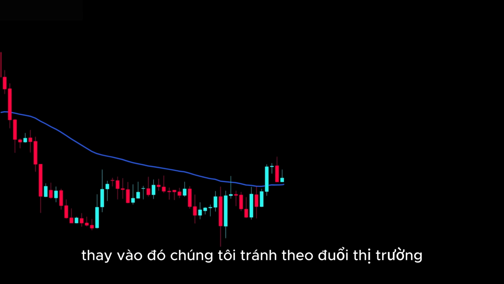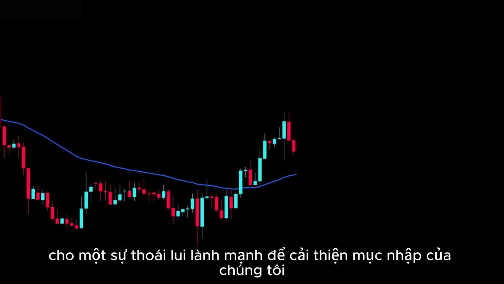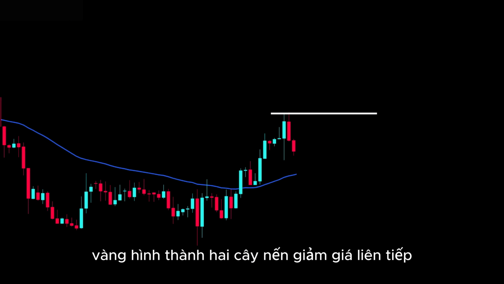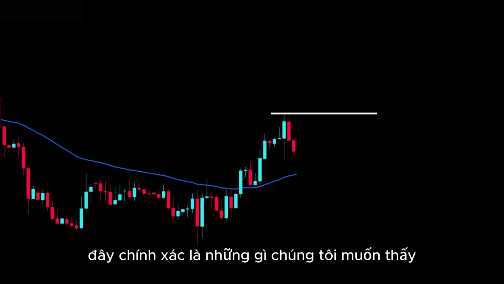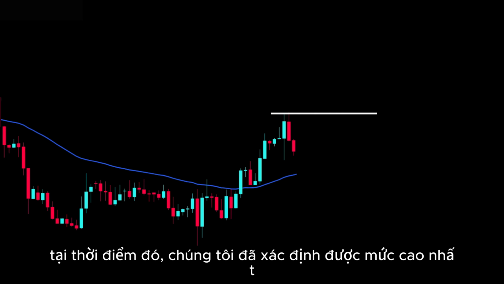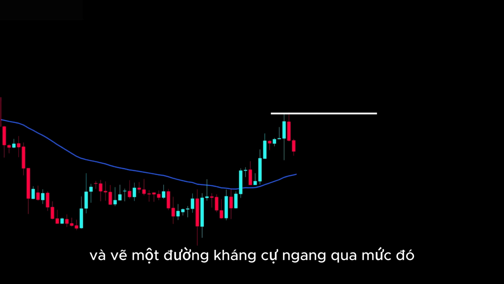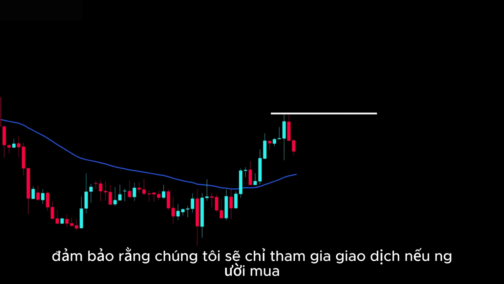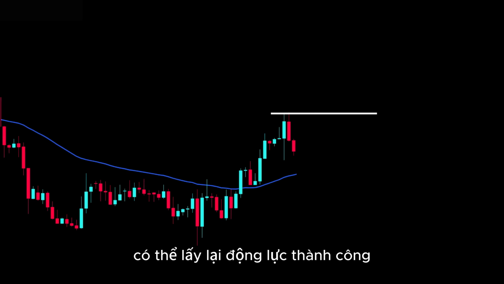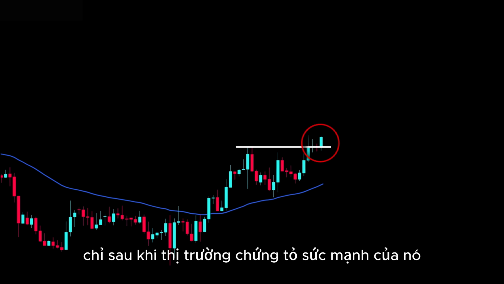Even after the breakout, we avoided chasing the market. Instead, we waited for a healthy retracement to improve our entry. Shortly afterward, gold formed two consecutive bearish candles that pulled back toward the 50 EMA without breaking below it. This was exactly what we wanted to see. At that point, we identified the highest swing high created before the pullback began and drew a horizontal resistance line across that level. This line became our confirmation level, ensuring that we would only enter the trade if buyers could successfully regain momentum. The trade was triggered only after the market proved its strength once again.